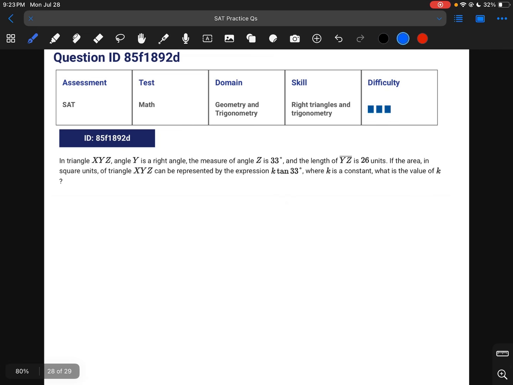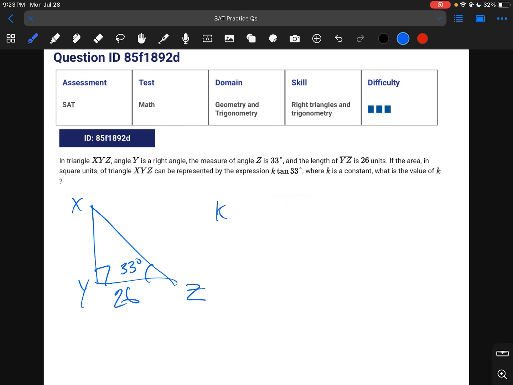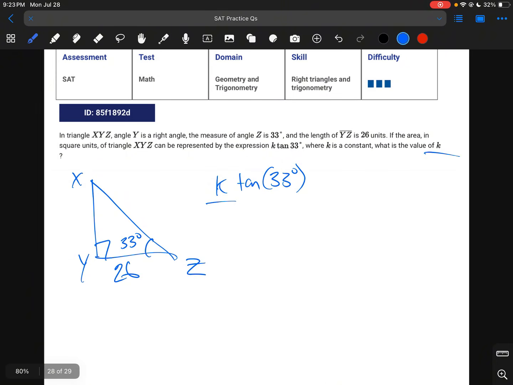So for this problem, we're told that in some triangle XYZ, Y is a right angle. And angle Z is 33 degrees. And the length of YZ is 26 units. If the area of a triangle can be represented as K tan of 33 degrees, what is the value of K? Okay, so we know that the area of a triangle is 1/2 base times height.